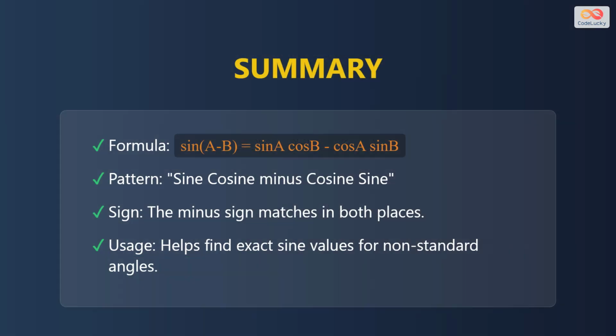To wrap up, remember the key formula. Sine of A minus B equals sine A cosine B minus cosine A sine B. Keep the pattern, sine cosine minus cosine sine, in mind, and ensure you never simply subtract the sine values of the individual angles. This tool is powerful for finding exact values without a calculator.